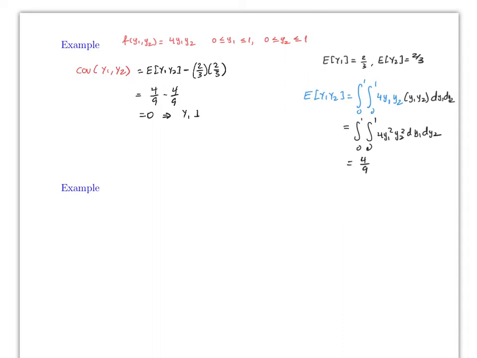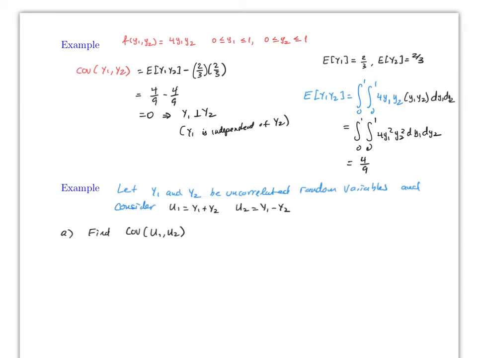which means, remember, that y1 is independent of y2, but we actually already knew that from the previous example. So therefore, we could just say automatically the covariance of y1 and y2 is 0, since we know that y1 and y2 were independent. Okay, so remember this means y1 is independent of y2.